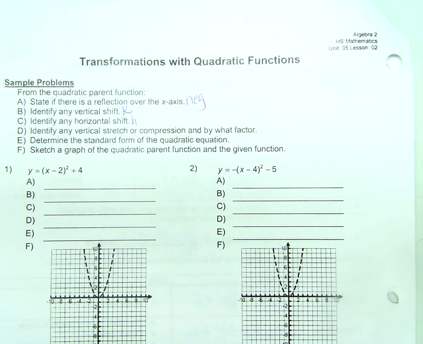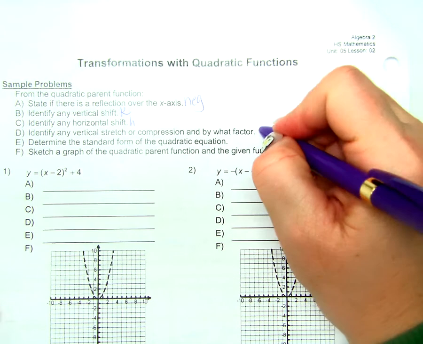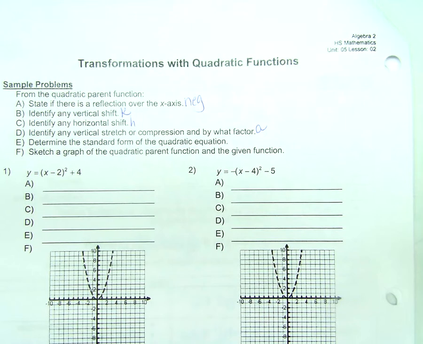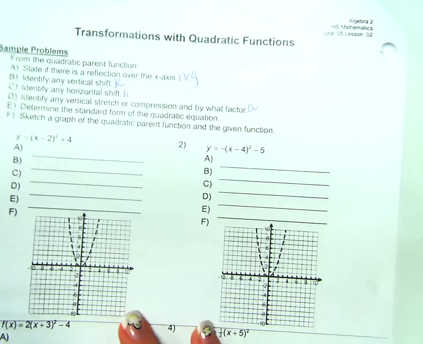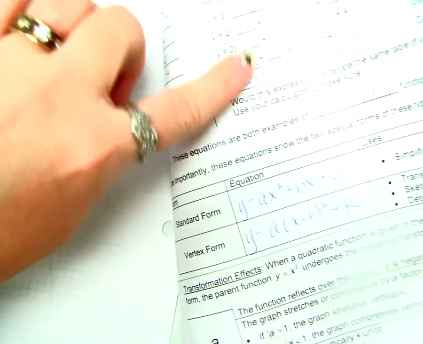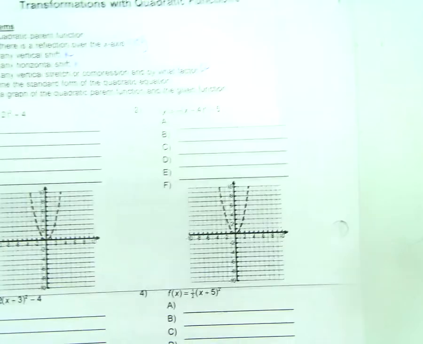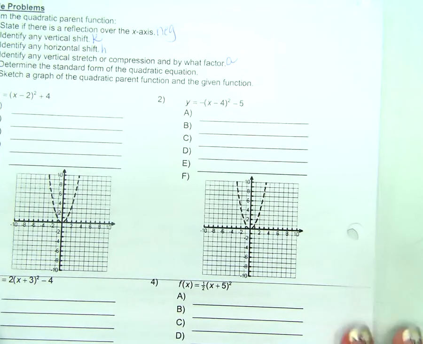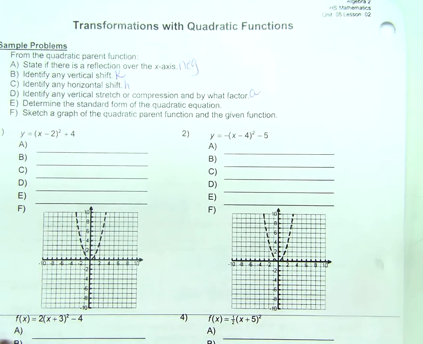Identify any vertical stretch or compression. What causes a vertical stretch or compression? The a, the first letter. And determine the standard form. That's what we did up here at the top, just so you know. Okay, that's how we're going to get standard form. So let's go ahead and get started on number 1. Oh, the last thing is sketching a graph, but we'll get there.